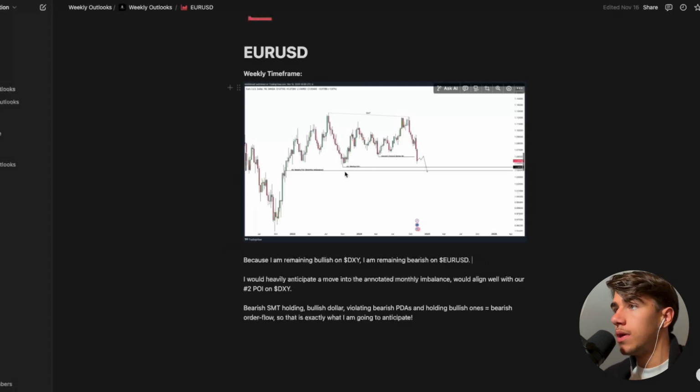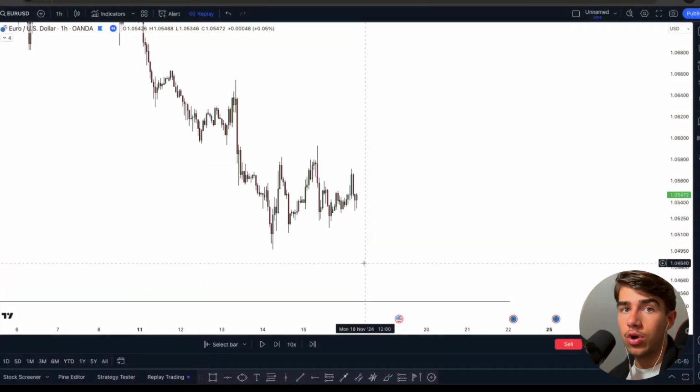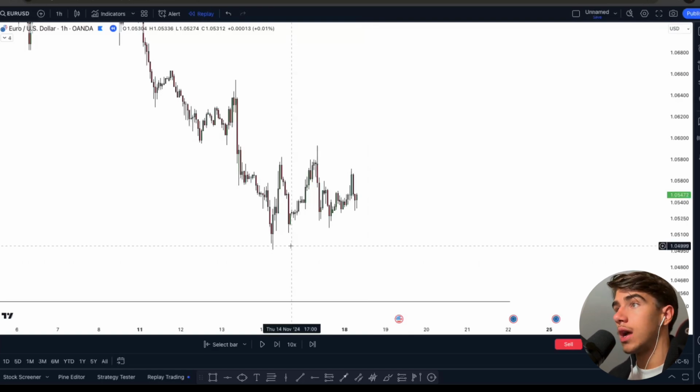So I had 2 weekly POIs coming into this week specifically. The first one being this internal range liquidity low, the other one being this monthly imbalance that you see right here. So now that you all have an idea as to why I was bearish on Euro USD, we're now sitting on a 1 hour time frame, which is the time frame where the trade was executed.